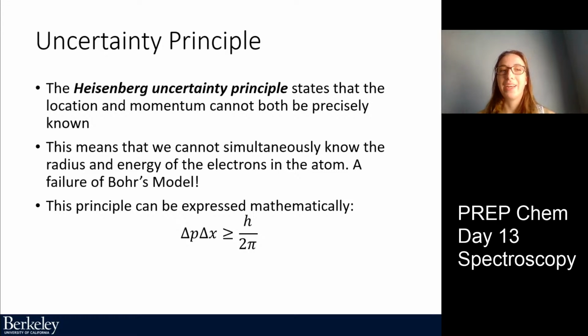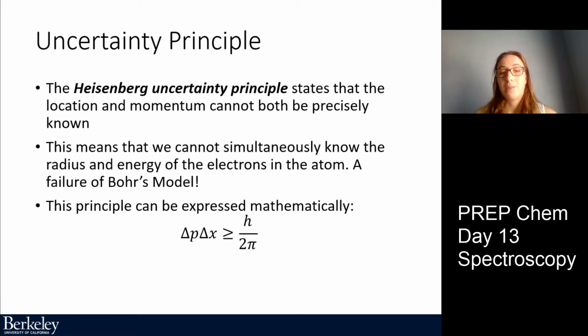So speaking of quantum mechanics, one of the main statements that comes out of quantum mechanics is the uncertainty principle. So this is called the Heisenberg uncertainty principle. And this principle states that the location and momentum cannot both be precisely known. So this means that we cannot simultaneously know the radius and energy of all of our electrons in our atom. So this is why the Bohr model failed, because of this uncertainty principle. The things that he said we knew, we just couldn't, right? And it's impossible for us to ever precisely know both the radius and the energy of our electrons.